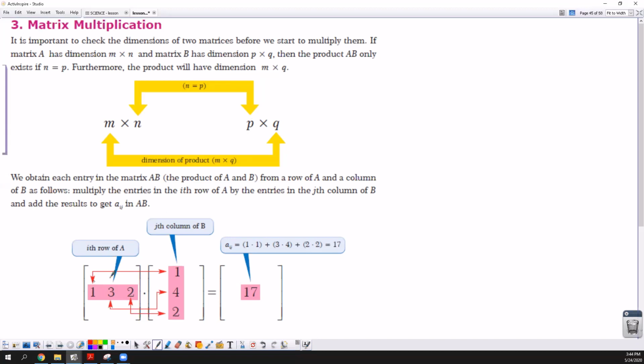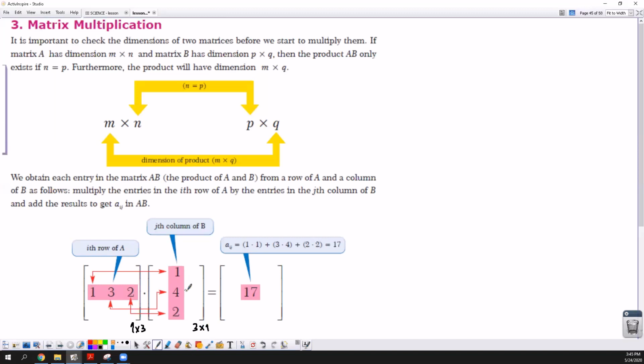The matrix A and matrix B, you're going to see here all the elements: 1, 3, 2, and 1, 4, 2. First we have to define the dimension of the matrix. So what is the dimension of the first matrix? We have just 1 row and 3 columns, so it's going to be 1 times 3. And for the second matrix, we have 3 rows and 1 column.